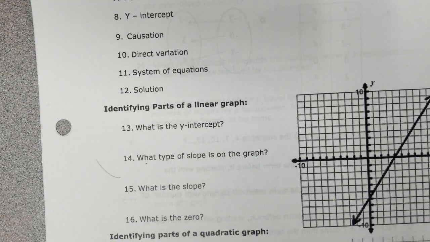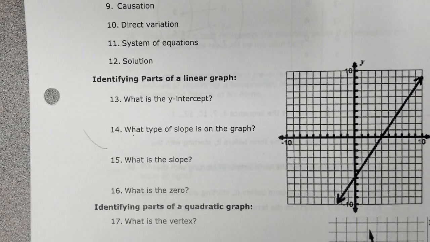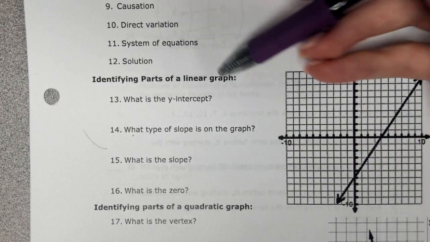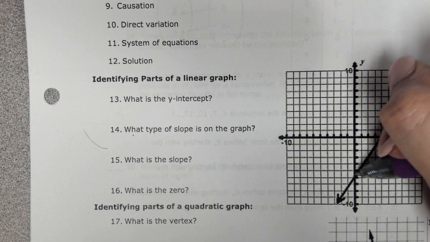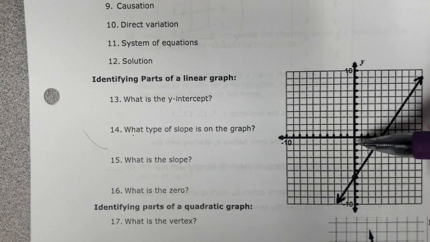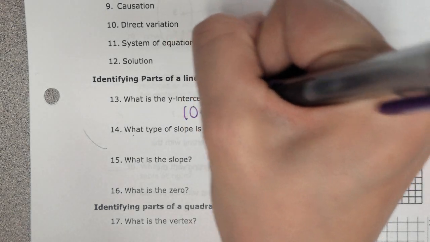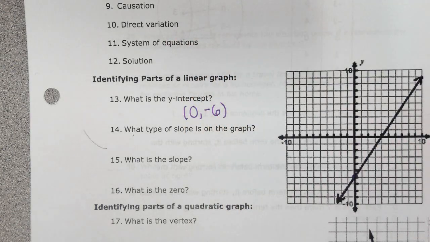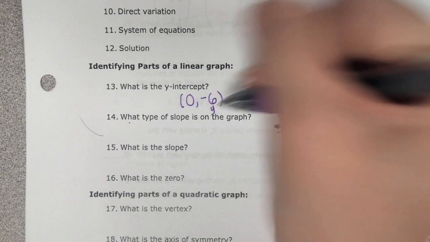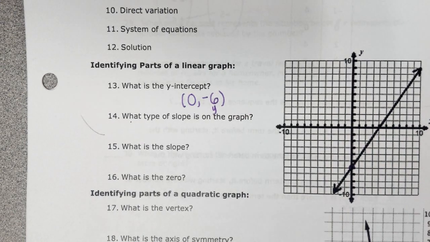Identifying parts of a linear graph. That means that the graph is a line, which this graph is. Y-intercept is where it crosses the y-axis, which is right here at 1, 2, 3, 4, 5, 6. So it is at (0, -6). The y-intercept has a y value when the x value is 0.